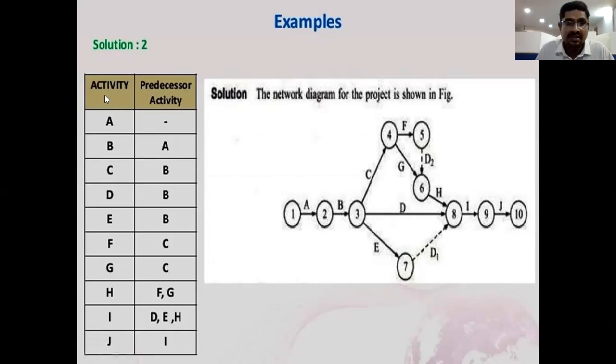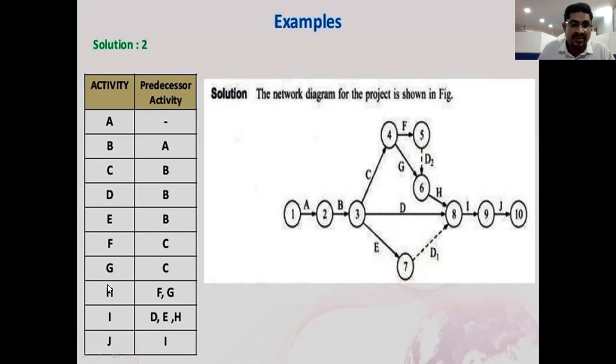So activities A, B, C, D, E, F, G, H, I, J. These are the preceding activities. If these are completed, only then the following ones come. Suppose we take the example of I. Here D, E, H. These 3 activities are completed, then only the I activity will be performed.